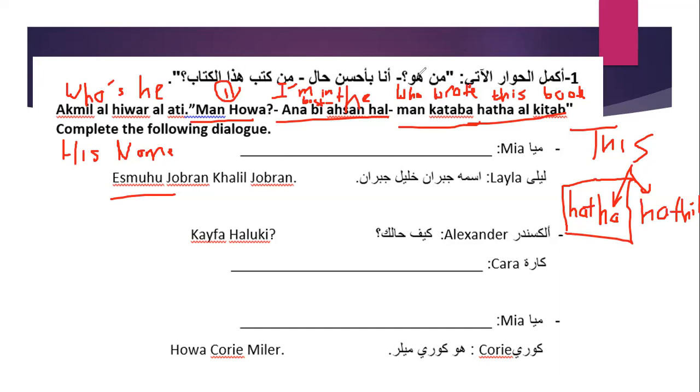What do we choose here? Do we choose man huwa, which is who's he, or we choose ana bi ahsani hal, I'm in the best condition, or man kataba hadha al-kitab, who wrote this book? Of course, we choose man kataba hadha al-kitab, which is number 3 here, who wrote this book. Man kataba hadha al-kitab. This person, his name is what? Jubran.